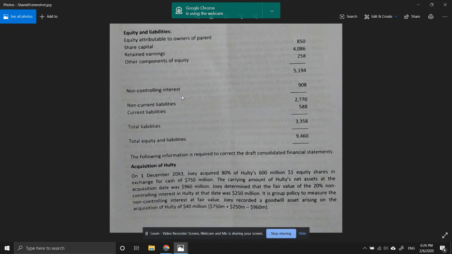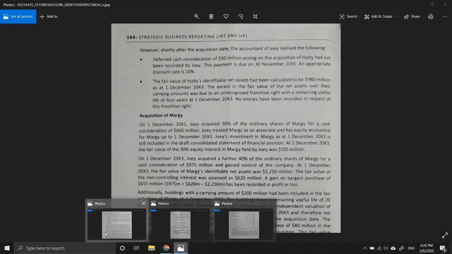So Zoe determined that the fair value of the 20% non-controlling interest in Hulti at that date was 250 million. It was group policy to measure the non-controlling interest at fair value, so it recorded goodwill arising on acquisition of Hulti of 40 million. What they did was 750 plus 250, 1000, minus 960. There is more to it.